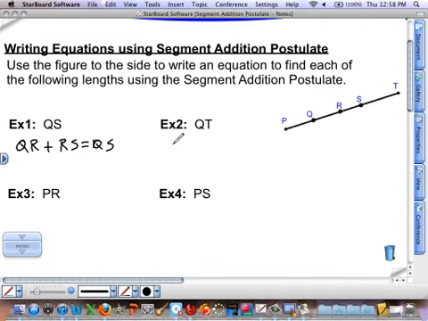What about number 2, QT? A lot of times we like to keep them as just 2 pieces. So we could say QS plus ST is QT, or you could also say that QR plus RT.